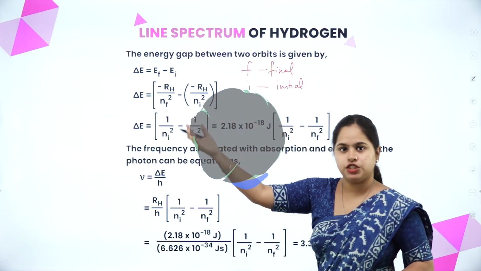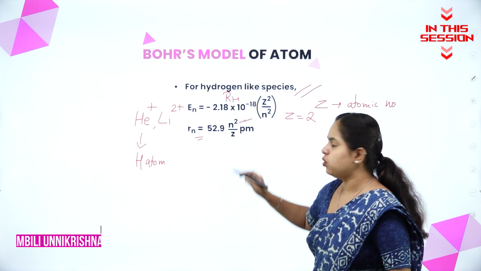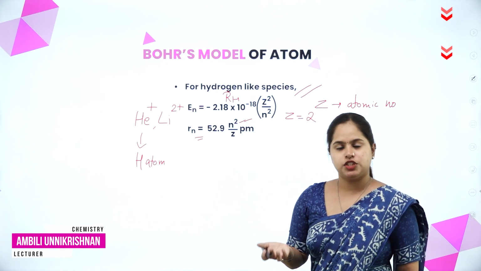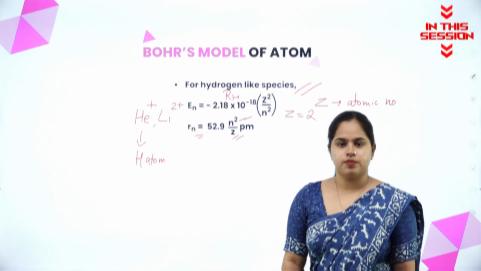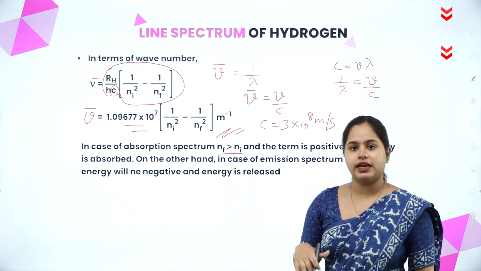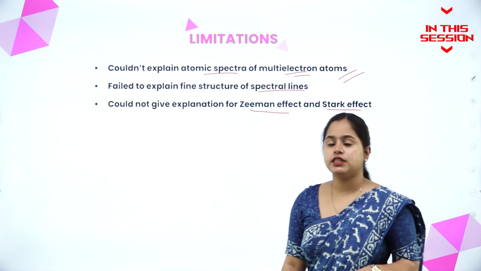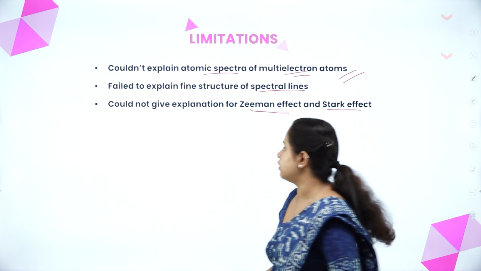So the final energy minus initial energy will give you delta E. N square we know the energy level which is corresponding to the electron, and then Z is the atomic number. So in case of absorption spectrum, nf value will be greater than ni. Zeeman effect is the splitting of spectral lines in the presence of magnetic field.